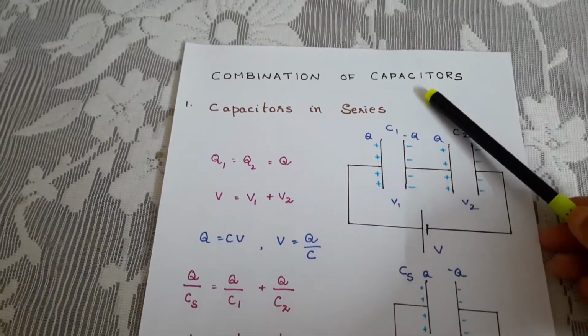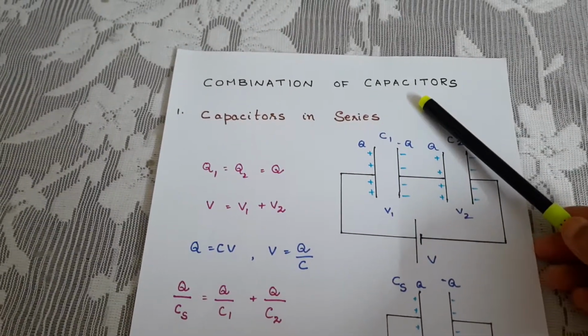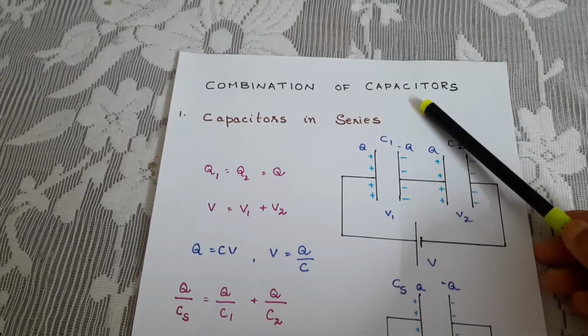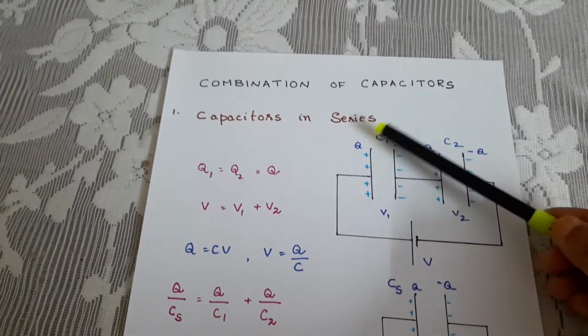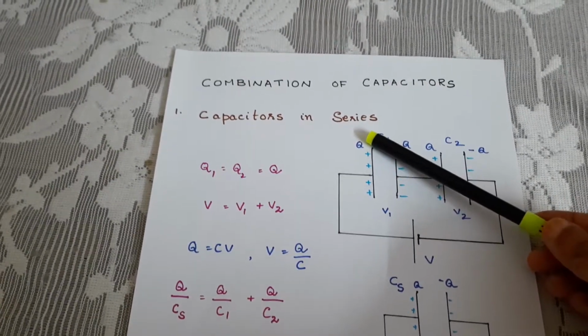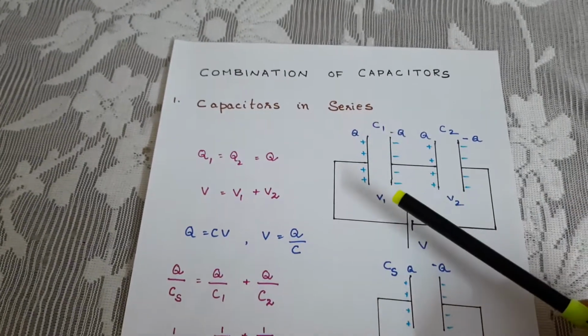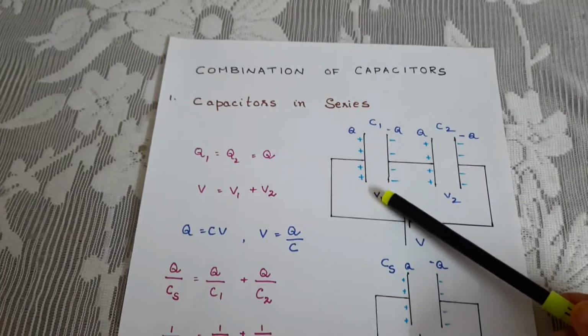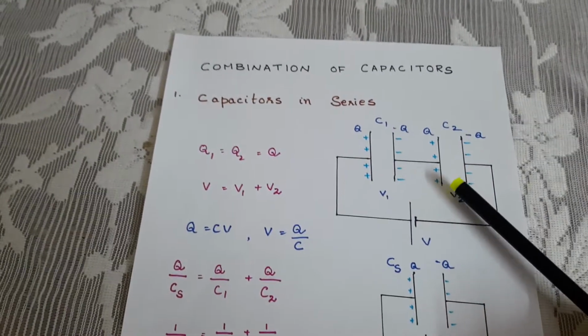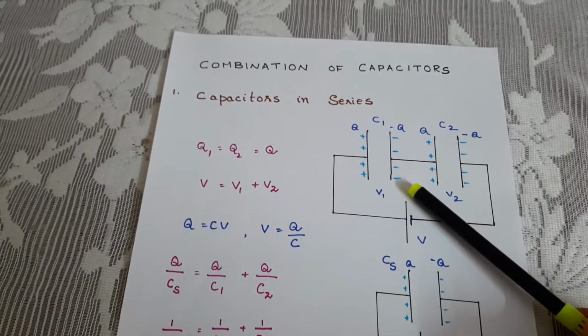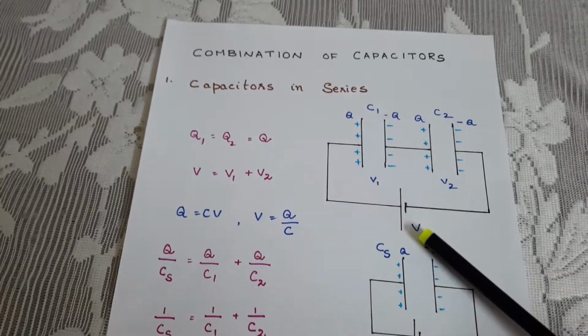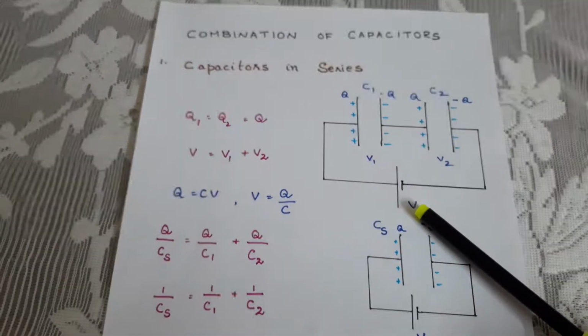In this class, let us learn about combination of capacitors. First, let us see series combination of capacitors. Consider two capacitors C1 and C2 connected in series with a battery of potential V.